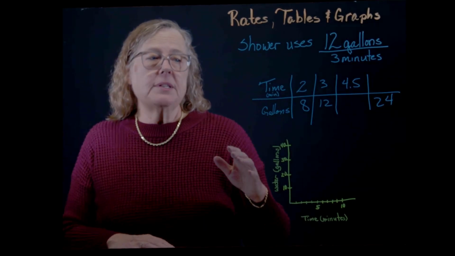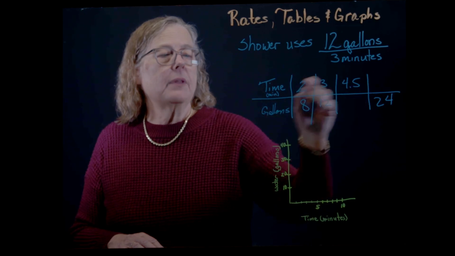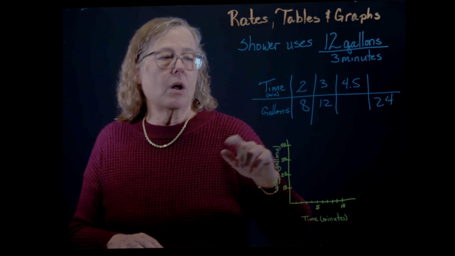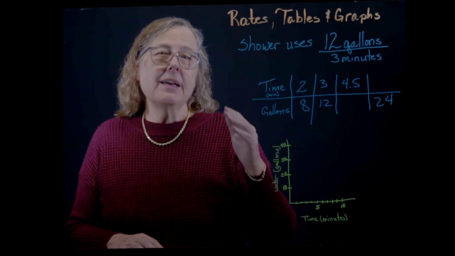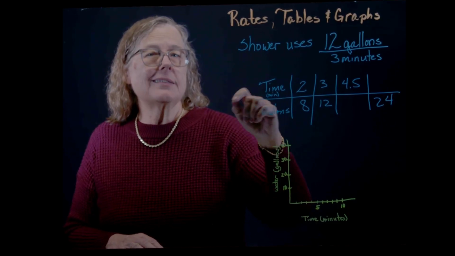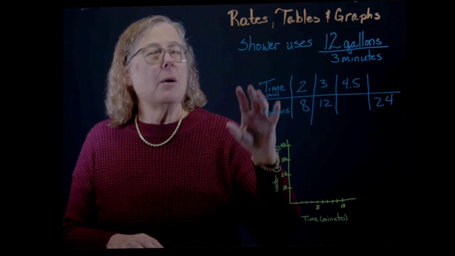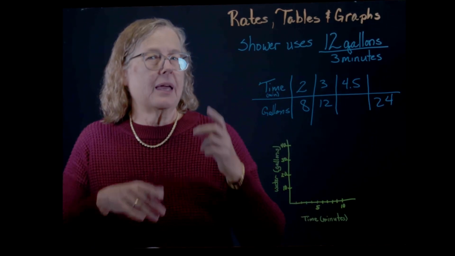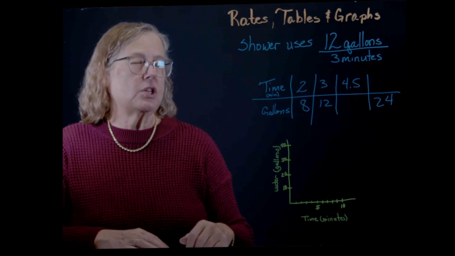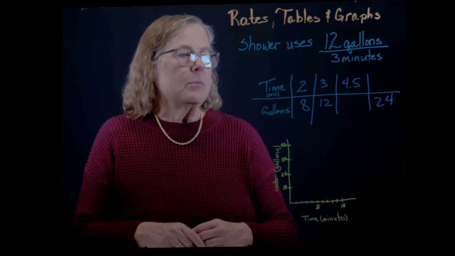So we're going to set up our table. We have the time on top, the minutes, and the gallons of water on the bottom. Why is time on top? Because I'm always going to write it in XY. X is the independent variable, Y is the dependent variable. We're going to talk about that more later, but I have to put the time on top. I can't switch it to make it look more like the ratio. It's okay.